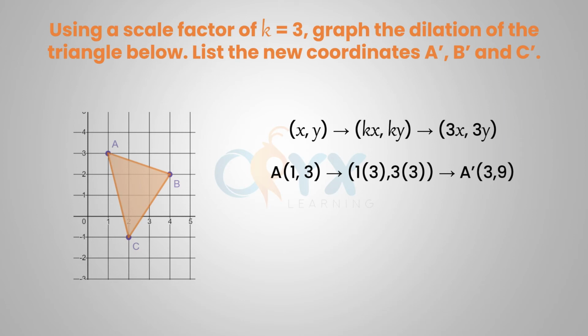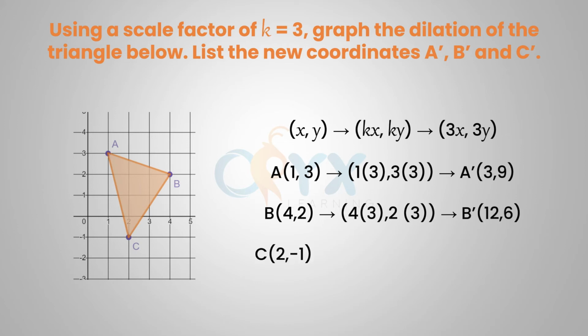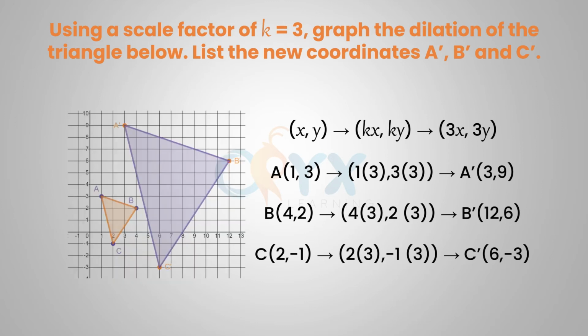Continuing to do that for B and C, the point (4, 2) would become the point B prime, (12, 6), and point C, (2, -1), would become C prime, (6, -3). Just multiplying the x and y value both by the scale factor of 3 for each coordinate. And here is the graph of our original preimage and the image that was formed after the dilation.